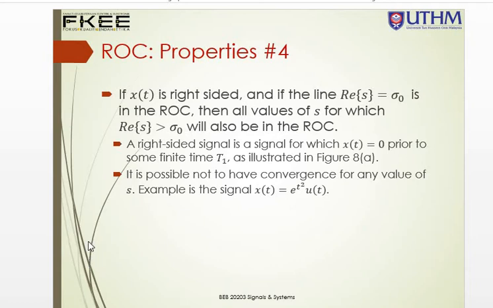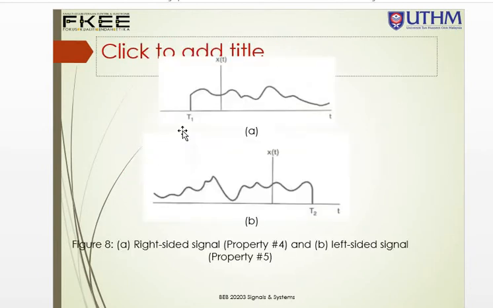For ROC property 4, if x(t) is right-sided, and the line for the real part sigma naught is in the ROC, then all values of s for which the real part is more than sigma naught will also be in the ROC. Just like this one, this is to the right. This is the right-sided signal, property 4. And B is the left-sided signal, property 5. Actually, I mentioned it in the handwritten notes also.